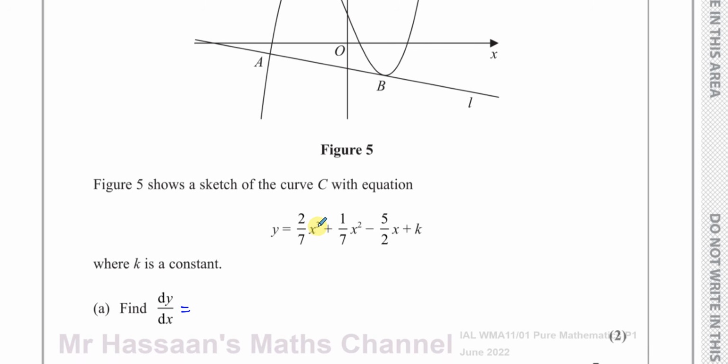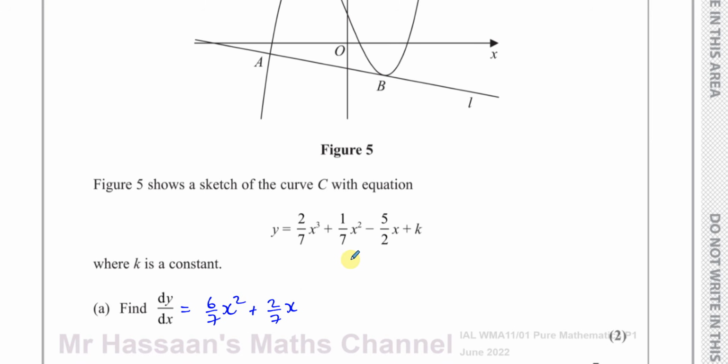As we know in P1, it's simply multiply by the power and then subtract 1 from the power. So you multiply the coefficient by the power. 3 times 2 over 7 is 6 over 7, so 6 over 7 x squared. Take 1 from the power. And then you have 2 times 1 over 7, which gives you plus 2 over 7 x to the power of 1, which I don't have to write the 1 there.